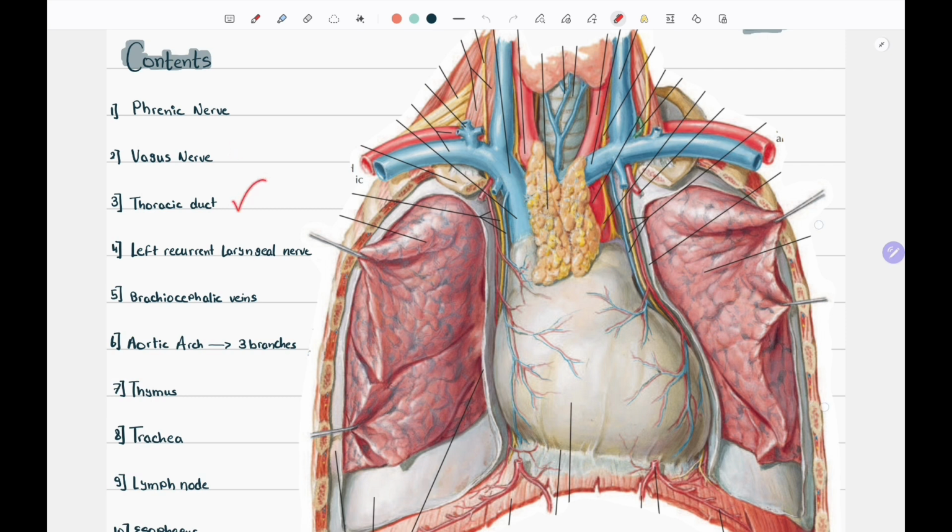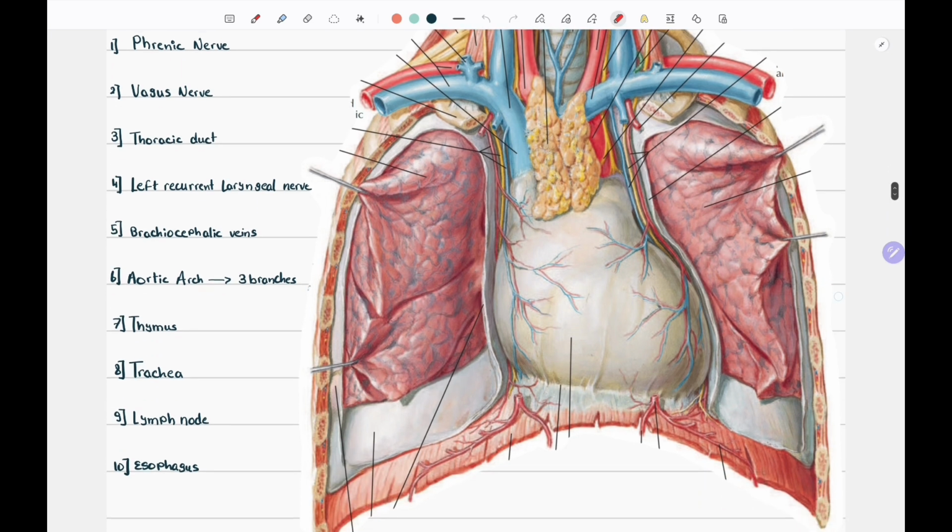I have the thoracic duct. This green colored duct is the thoracic duct. What is a thoracic duct? It is the largest lymphatic vessel in our body. For a review of the thoracic duct, I have already made a video. You can check that out.